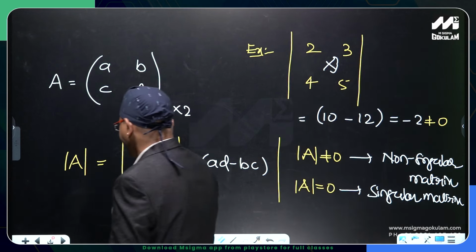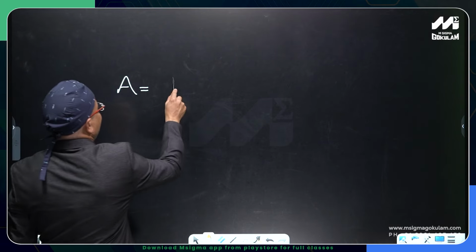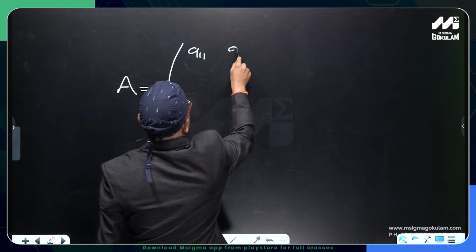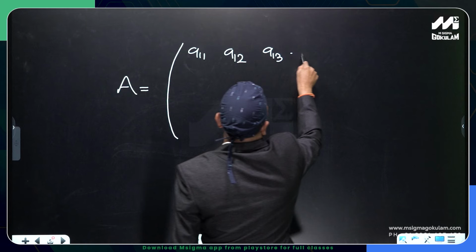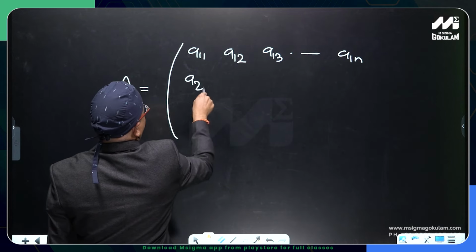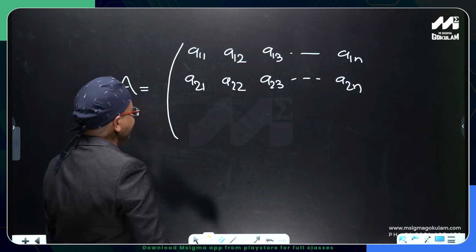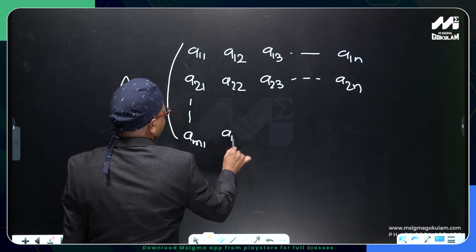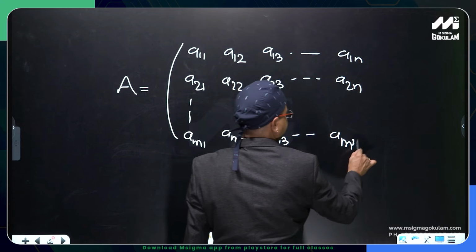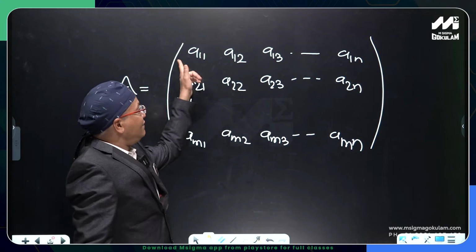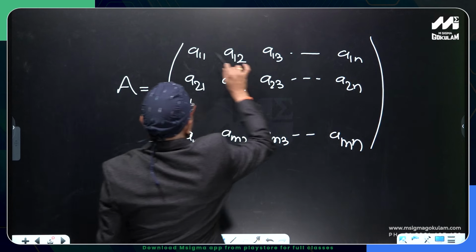Now, I want to explain another important thing. Any matrix can be represented like this also. Capital A, if I write like this, A11, A12, the general way of writing any matrix, A13 and so on, A1n, similarly A21, A22, A23 and so on, A2n. Like this, Am1, Am2, Am3 and so on, Amn. Here you observe, in every row n elements are there, in every column m elements are there. Row wise means horizontally, vertically column wise.